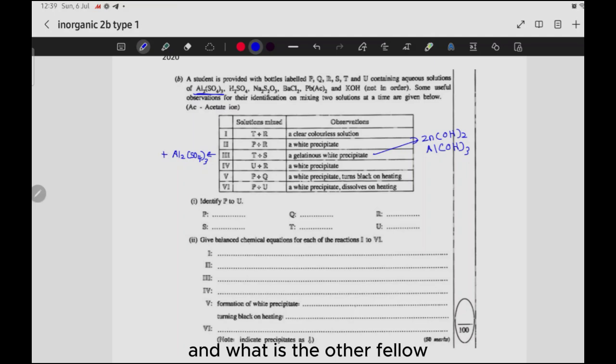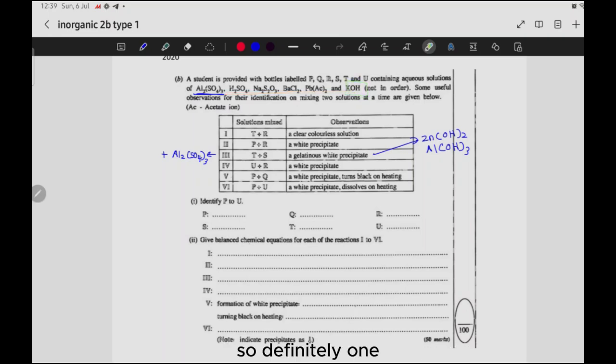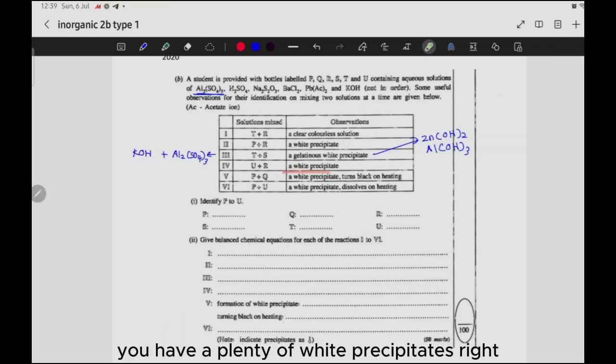And what is the other fellow? The other fellow must have hydroxide ions, then only the gelatinous precipitate will be formed. So the hydroxide ion containing compound is potassium hydroxide only. So definitely one test tube must be potassium hydroxide and one must be aluminum sulfate, right? Again you read the observation. Again a white precipitate. You have plenty of white precipitates, right? Next you read, a white precipitate turns black on heating.